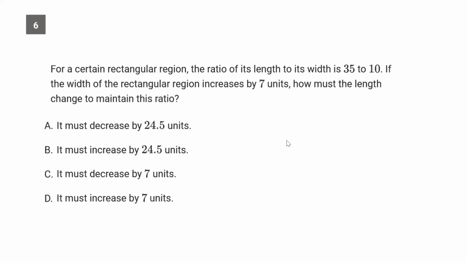For a certain rectangular region, the ratio of its length to its width is 35 to 10. The width of the rectangular region increases by 7 units. How must the length change to maintain this ratio? Okay, so we're going to do a ratio problem. So it's in proportions. We're going to do 35 over 10 equals. So we did length to width, so we want to do length again. So we'll call that X over the width change, which is 7.